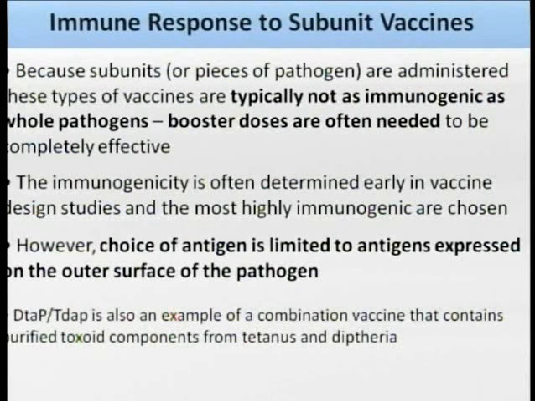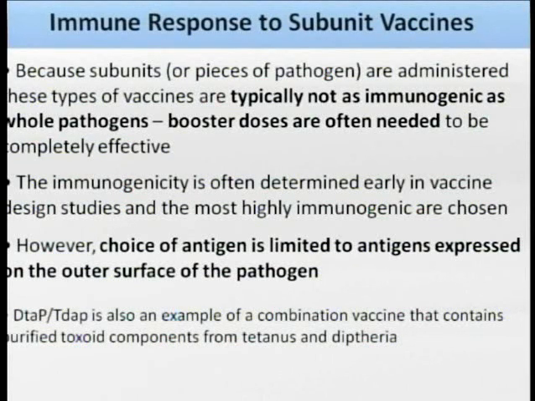So our immune response to subunit vaccines, because they're pieces of pathogen, they're typically not as immunogenic, meaning they do not induce as robust of an immune response as whole pathogen. So typically the response to these types of vaccines is much lower than it would be for, say, a live attenuated. And that's why if you get a subunit vaccine, you typically need booster doses.